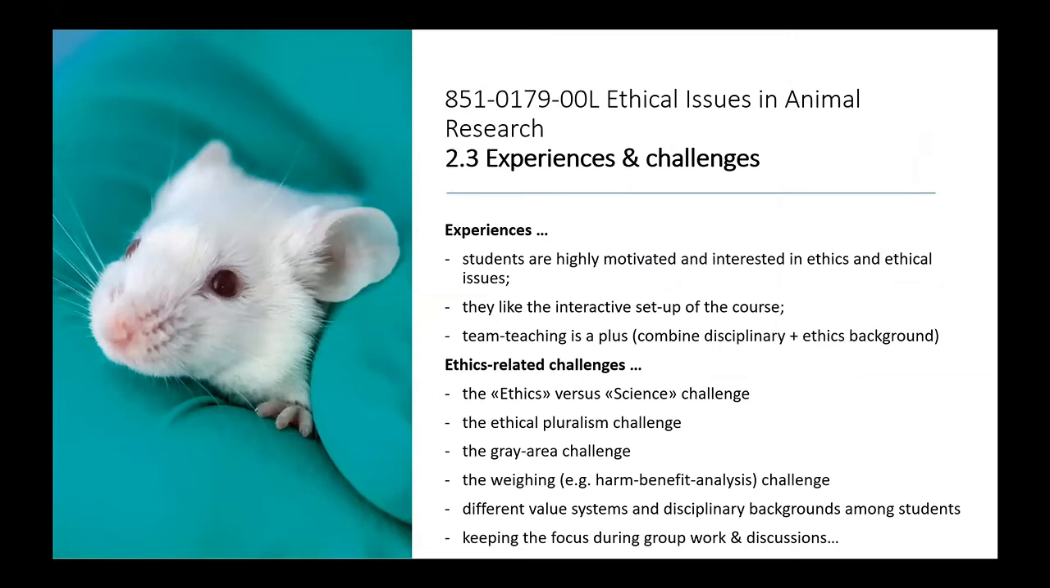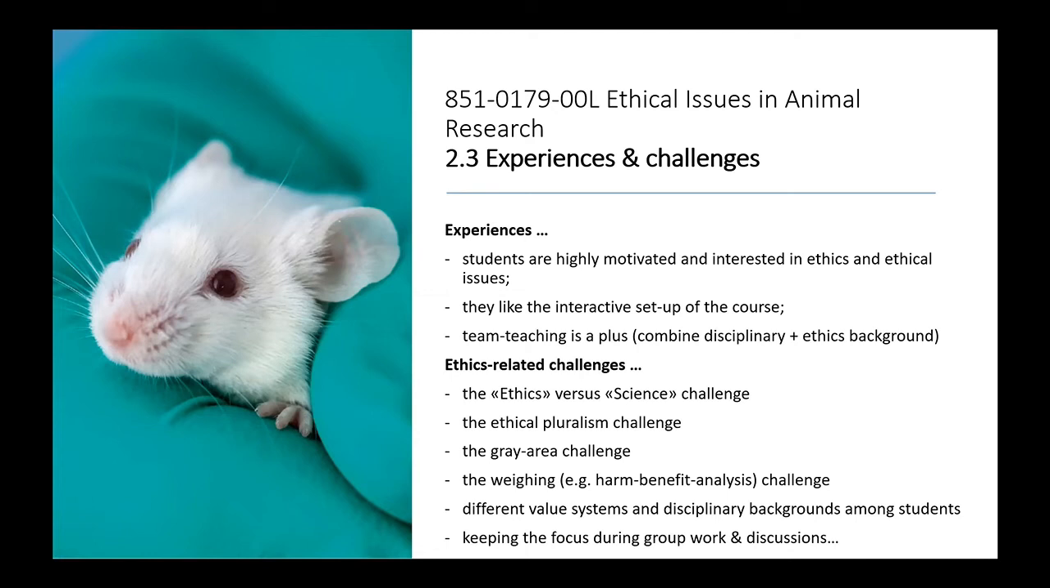So these are just a few examples of ethics-specific methods and tools I'm using, and I can share some experience and some challenges I'm facing. In general, over all the years teaching research ethics and lecturing now this new course, students are highly motivated and interested in ethics and ethical issues. It's really amazing. And they like the interactive setup of the course.